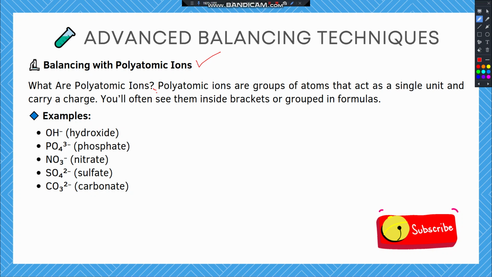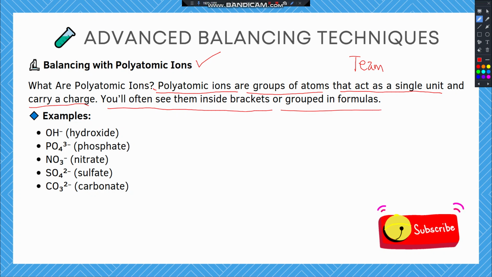Polyatomic ions are groups of atoms that act as a single unit, more like a team of atoms. So you have 1, 2, 3 atoms coming together, acting as a single unit, and then they carry a charge. You often see them inside brackets or grouped in formulas. Now, here are some examples of polyatomic ions that we have on the screen right now.